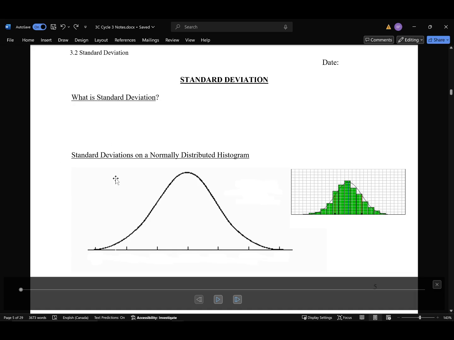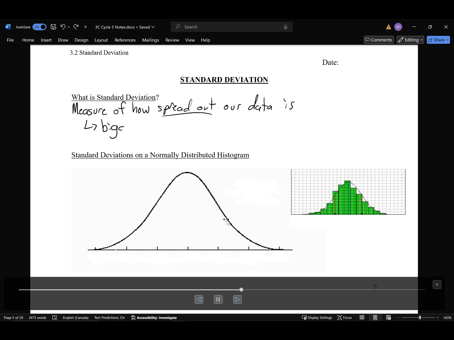So your standard deviation is going to be a measure of how spread out your data is. It's going to be a number that we use, and this number is going to be greater, a bigger number, for data that's more spread out. It'll be a smaller number for data that's less spread out.